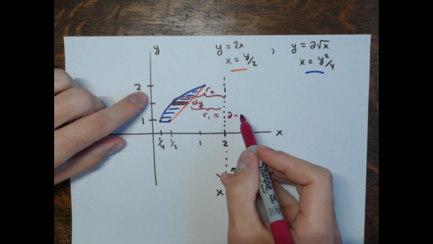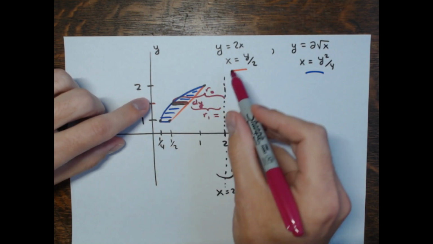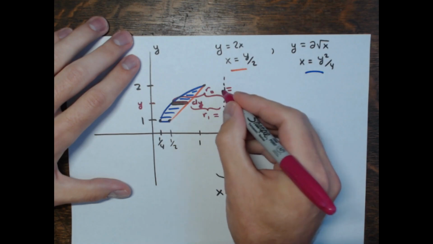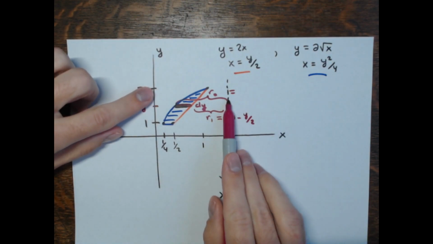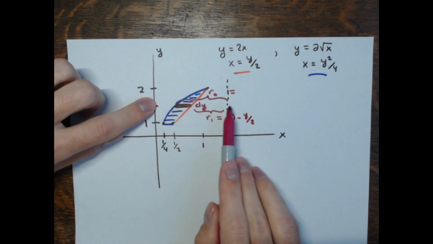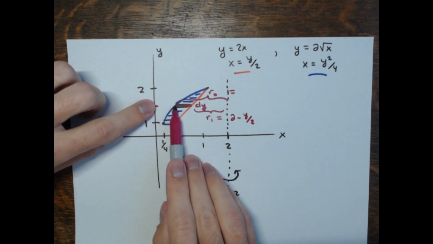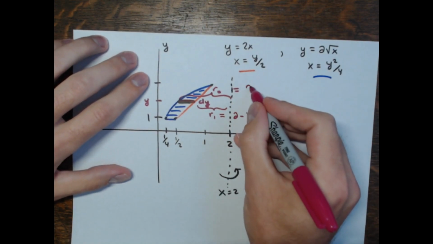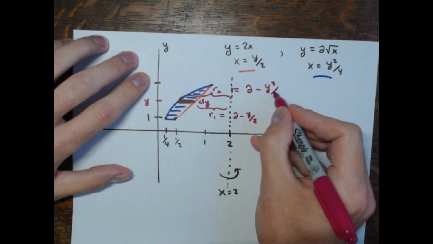So it'd be 2 minus, and then the x coordinate of this point on the right we said was y over 2. And then the outer radius, again, is 2 minus the x coordinate of this point on the left of the rectangle, right? 2 minus this x coordinate. And this x coordinate would be y squared over 4, right? So 2 minus y squared over 4.